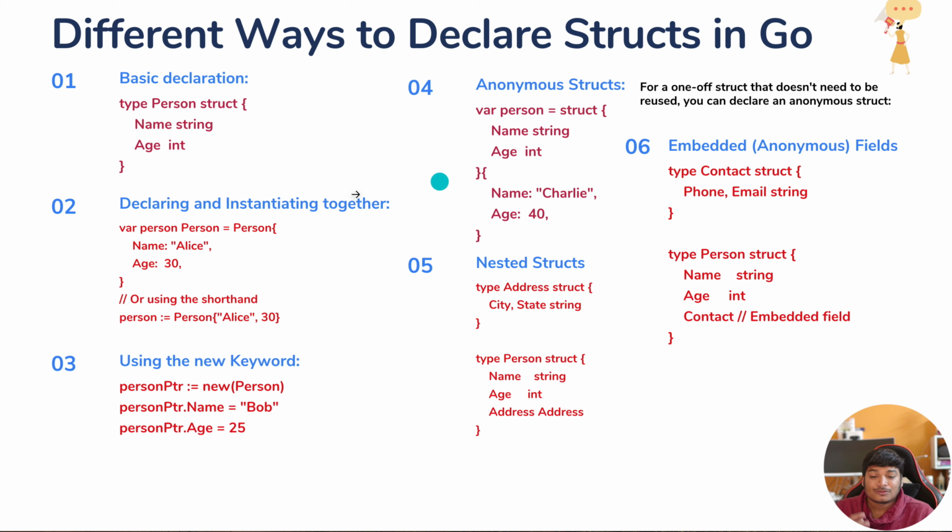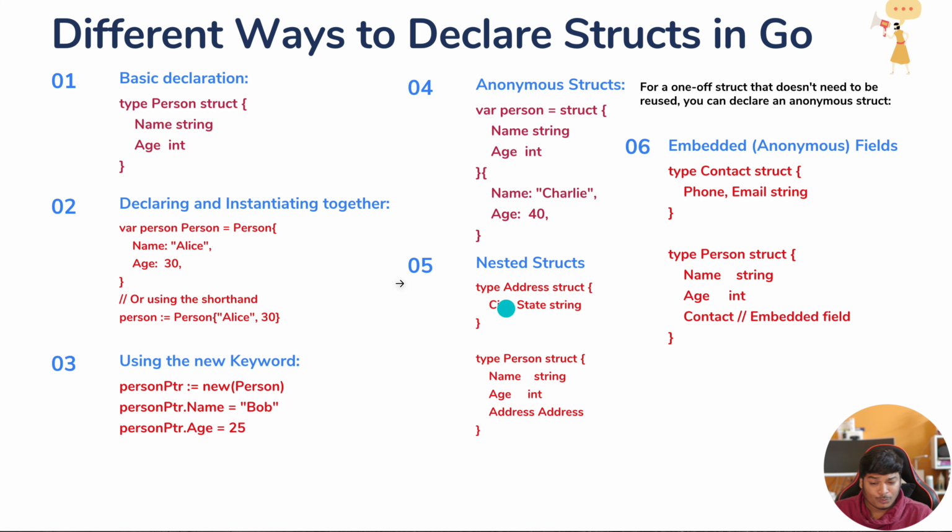Okay, then the fourth one is the anonymous struct. It's a use case for when you want to declare and use it just one time. How you do it here, for example, use the word person equals, and there itself we use the struct keyword. There we define the structure, which is name and age. So name is string, age is integer, and immediately after that we mention the name value and age value. Again, you are not creating a separate custom struct here. You cannot reuse it. It's just for this variable only.